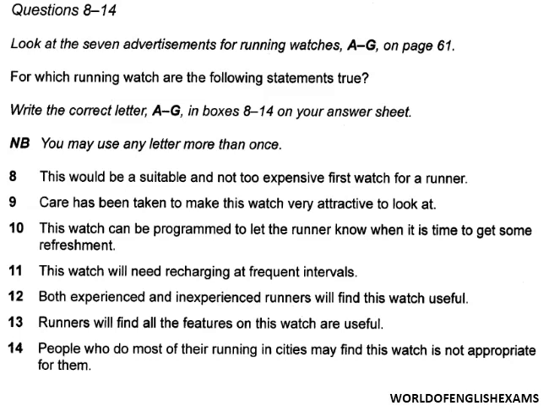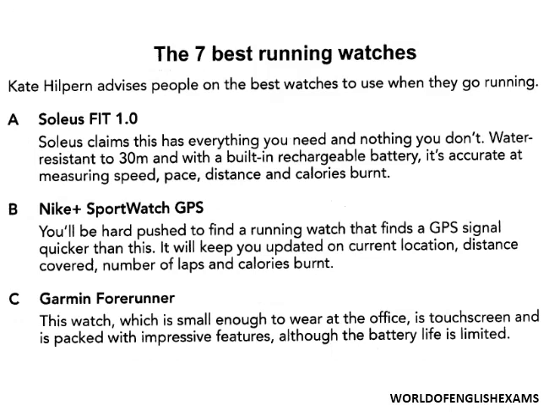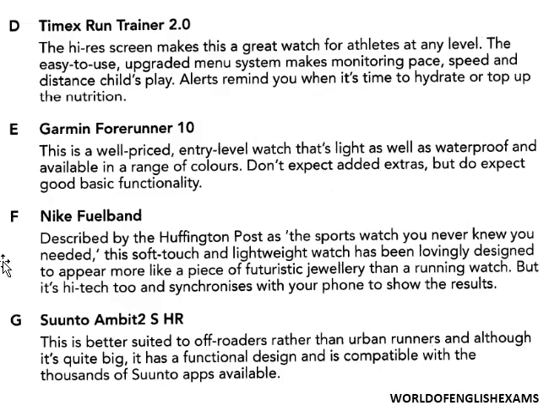So basically you are able to see that there are 1, 2, 3, 4, 5, 6, 7 statements here, and we have to look at 7 advertisements for running watches. So there are 7 advertisements from A to G. So let's go back to the passage. Yes, clearly the 7 best running watches, that is the title, and A, B, C, D, E, F, G. So there are 7 paragraphs.